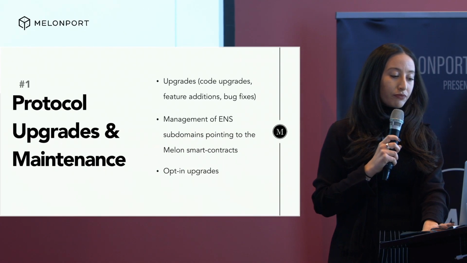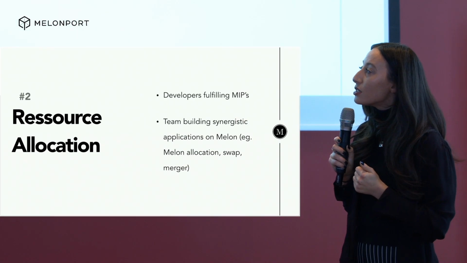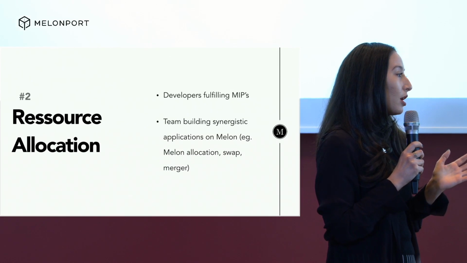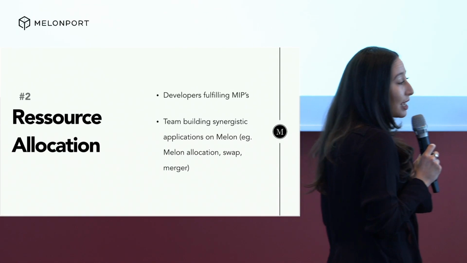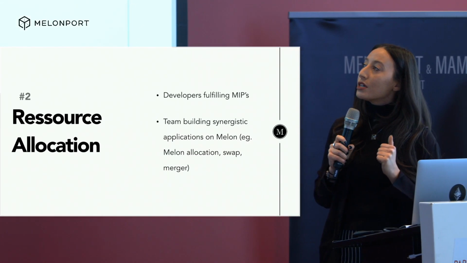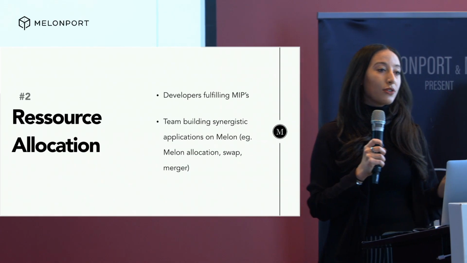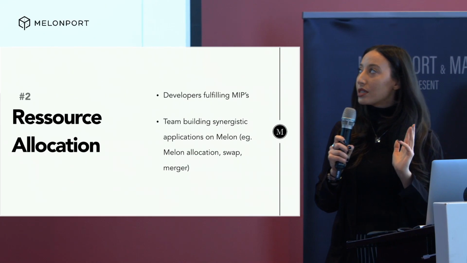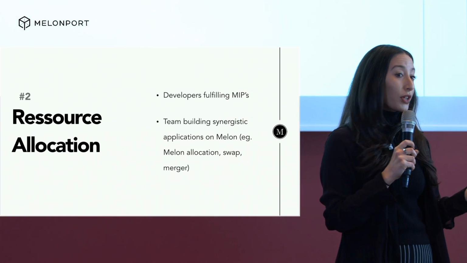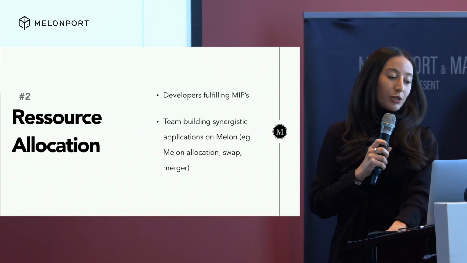The second thing, quite different, is resource allocation. So as you know, there is an inflation pool every year. Some Melon tokens are minted, and those tokens are used to fund the future development of the network. So the Melon Council is going to be the one allocating those resources to different developers, projects, teams, groups who are going to be building things on top of Melon or improving the Melon protocol itself. So that's also a responsibility of the council.